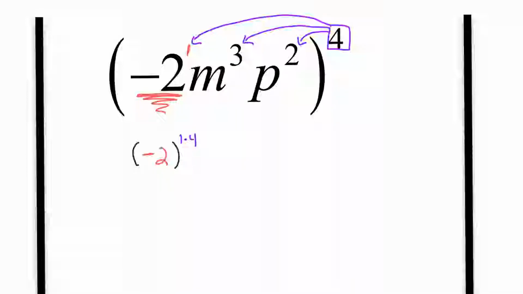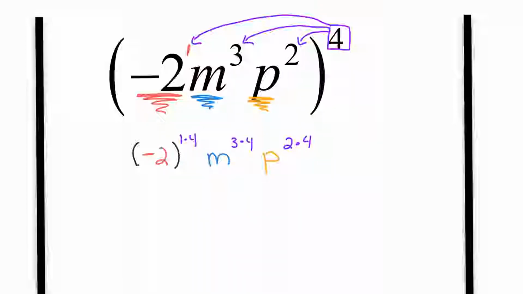The next one, you have a base of m. So I'm going to put the m here, and I don't need parentheses because it doesn't have a negative. The negative is only with the 2. So I have 3 times 4. I multiply the exponents, 3 times 4. And the next one is p. So I'm going to bring down the base p, and I'm going to multiply 2 times 4.